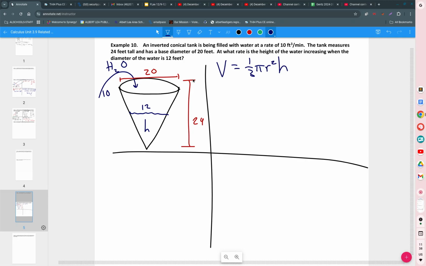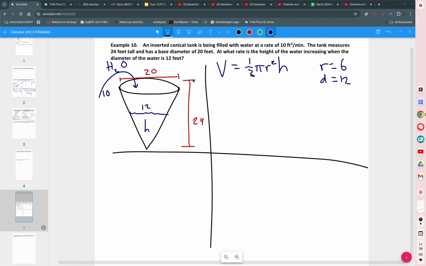Radius being 10, diameter 20, right? Yes. Ben says that the radius is 10, the diameter is 20, but that's of the cone. The cone is not what we're looking at changing. So what do we know about the water? The radius is 6. The diameter is 12. We know that. What else do we know?